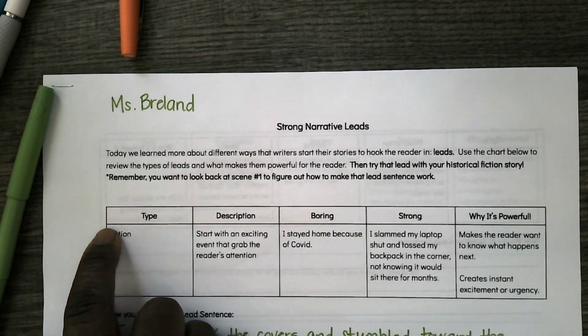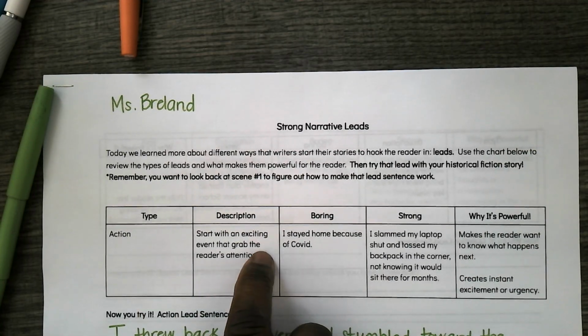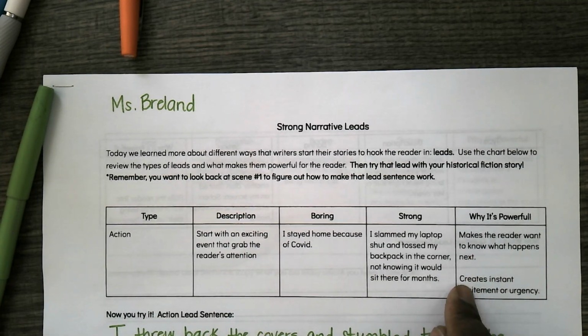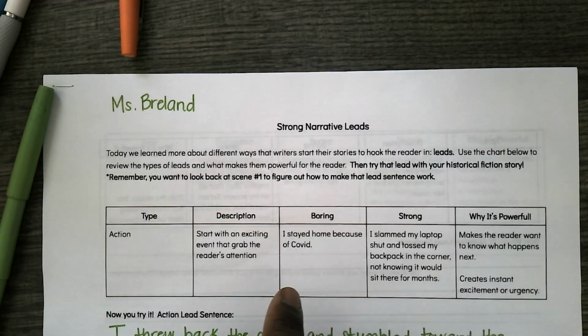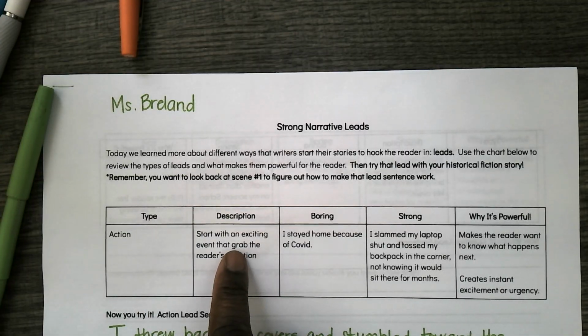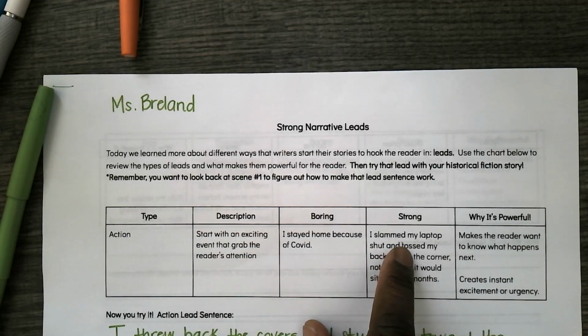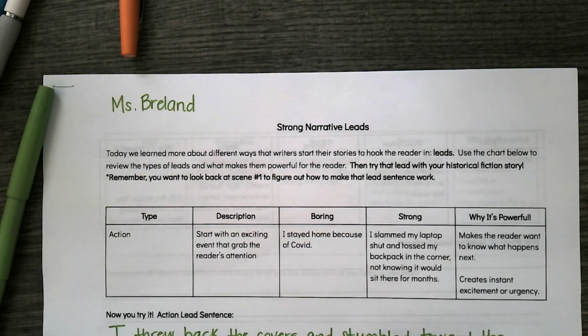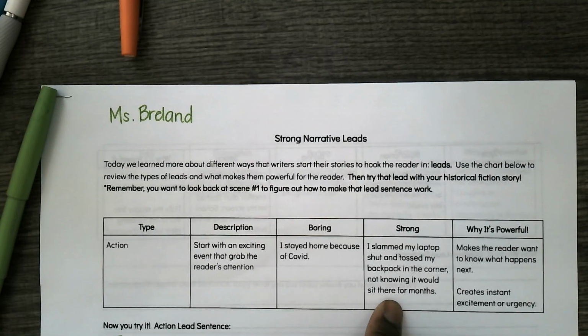And so the first one was an action lead, where you are making the reader want to know what happens next by creating instant excitement or urgency, making them visualize what it is that's happening. So the description is that it starts with an exciting event that grabs the reader's attention. And here are some examples. I slammed my laptop shut and tossed my backpack in the corner, not knowing it would sit there for months.